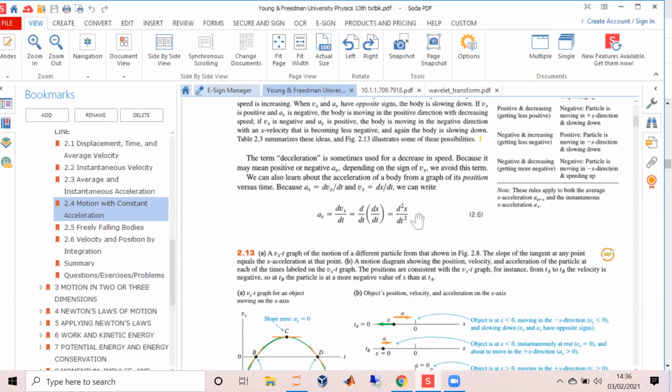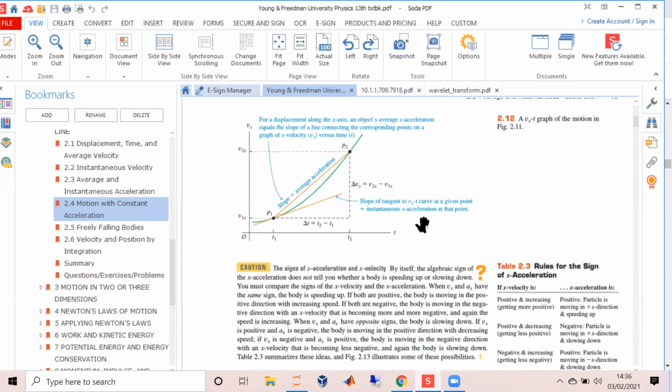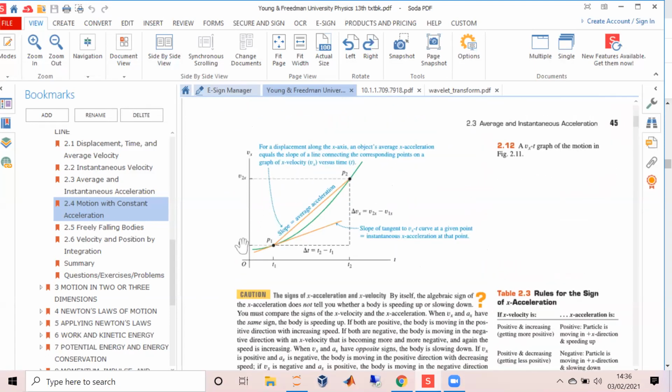And what does this mean? This means that acceleration is also the first derivative of velocity with respect to time, okay? So for example, we have here a chart, right? In this chart, the green line is the velocity. It's a plot of the velocity with respect to the time. How could we infer the acceleration from this chart?